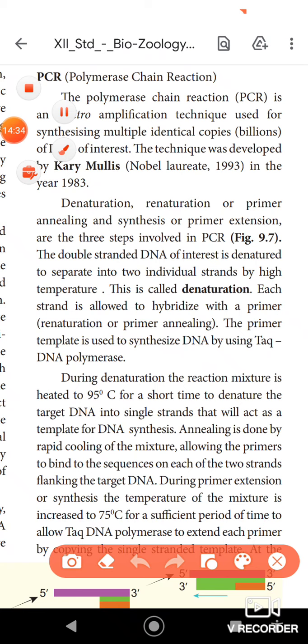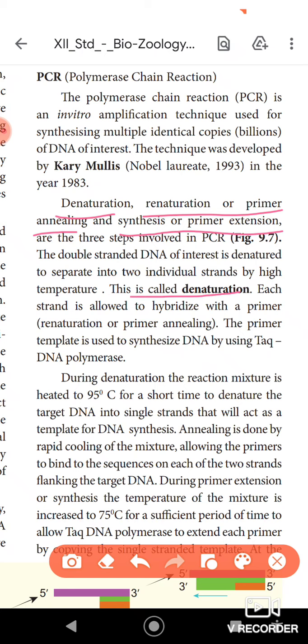Number 1 is called the denaturation. Second one is called the renaturation or primer annealing, and the third one is the synthesis or primer extension. So 3 important steps they are following in the PCR technique, சரியா. ஃபஸ்ட் I will explain the theory, then I will show you the picture and I will explain the same. Okay, so in the denaturation, what they are doing?